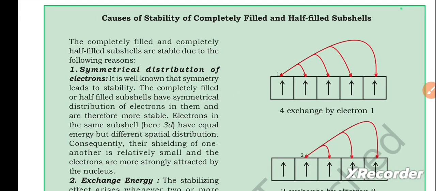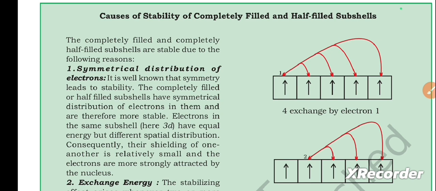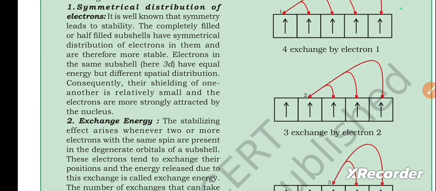Causes of stability of completely filled and half-filled subshells. The completely filled and completely half-filled subshells are stable due to the following reasons. First one, symmetrical distribution of electrons. It is well known that symmetry leads to stability. The completely filled or half-filled subshells have symmetrical distribution of electrons in them and are therefore more stable. Electrons in the same subshell, here 3d, have equal energy but different spatial distribution. Consequently, their shielding of one another is relatively small and the electrons are more strongly attracted by the nucleus.